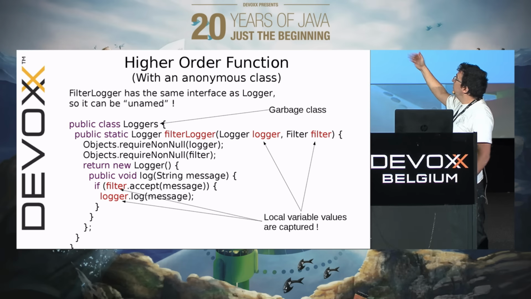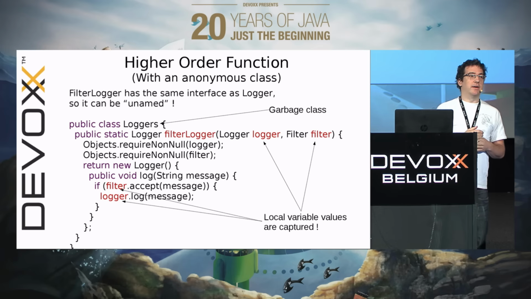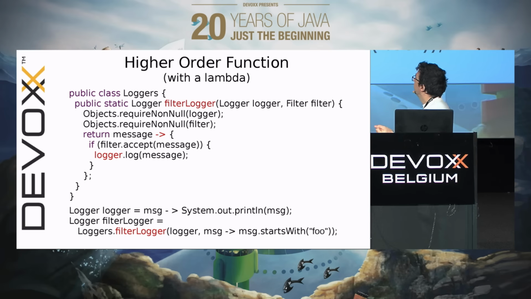Obviously, logger is an interface with one method. So instead of using an anonymous class, I can implement it using a lambda. So instead of having my new logger something, I will implement it using the arrow syntax, something like this. I want to return a logger. A logger is something that takes a message and returns void. So I will return a function that takes a message and does the filtering. I don't need an anonymous class.